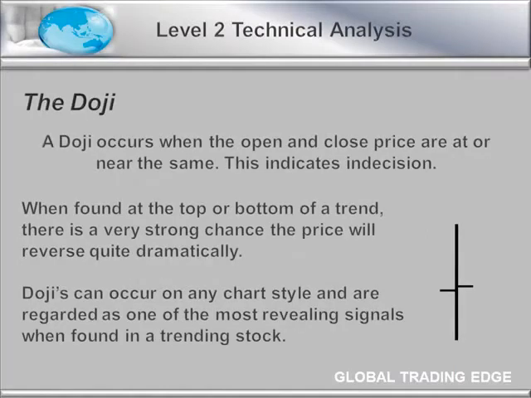The doji. I love these. A doji occurs when the open and close price are at or near the same. This indicates indecision, as you can see by the bar that I've actually got here as an example. When found at the top or bottom of a trend, there is a very strong chance the price will reverse quite dramatically. Dojis can occur on any chart style and are regarded as one of the most revealing signals when found in a trending stock.